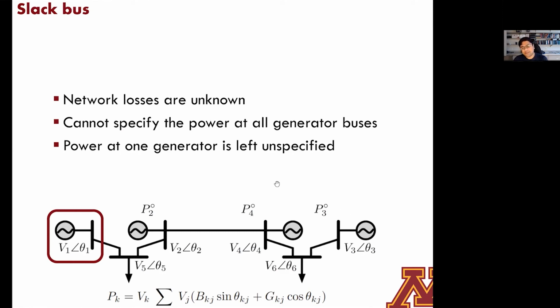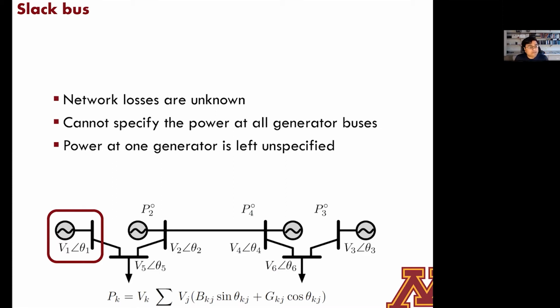And for a variety of other reasons, it turns out that you always pick out this one generator, you call it the so-called slack bus, you leave it unknown, and then you have enough information as unknowns to solve this collection of nonlinear equations for the voltages across the network. Okay, and that's the mystical slack bus, as we call it.